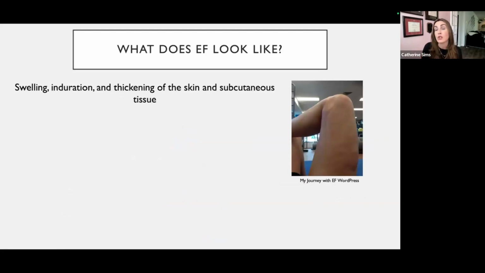So, what does EF look like? EF looks different in every patient, but there are some textbook, quote unquote, classic presentations that we learn about in medical training. The picture on the right is from a patient's online blog called My Journey with EF, and it might be helpful to see what her experiences have been like. This is a picture of her upper leg in the gym, and you can notice there's a rippling effect on the top of the skin.